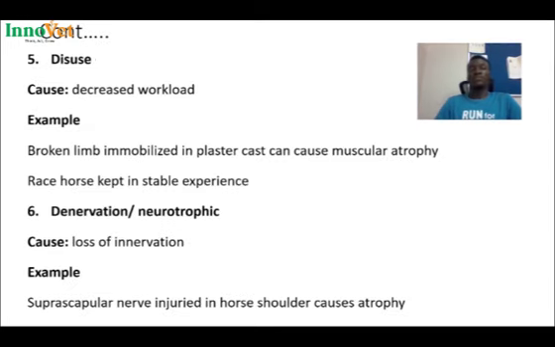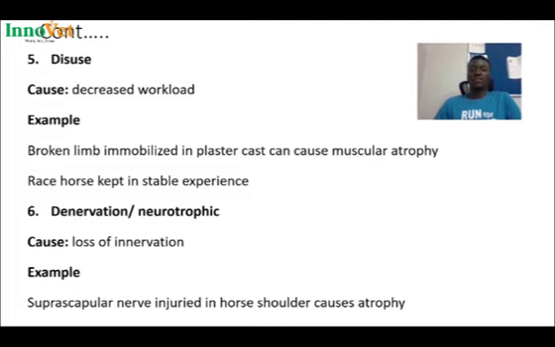Then we have disuse. When an organ is not used, it has a decreased workload, and the resulting effect is that it will shrink. An example is when a broken limb is immobilized in a plaster cast, it can cause muscular atrophy, whereby these muscles will become small. We can also see this in race horses. If they are kept within areas for a long time when they are not working, their muscles will shrink.